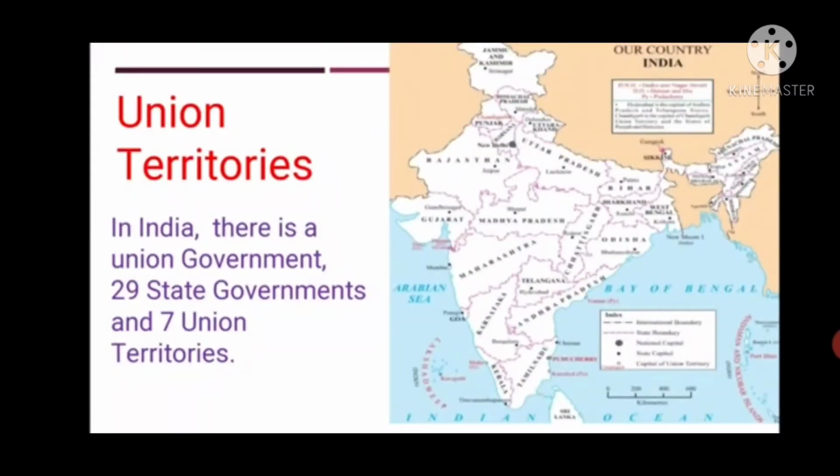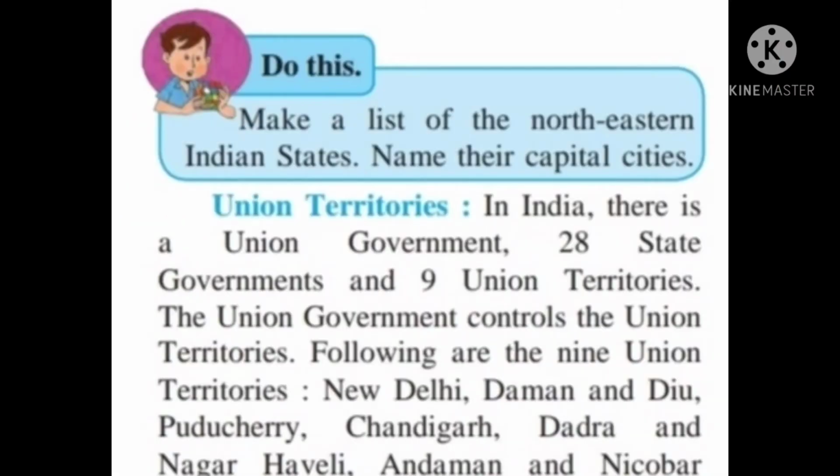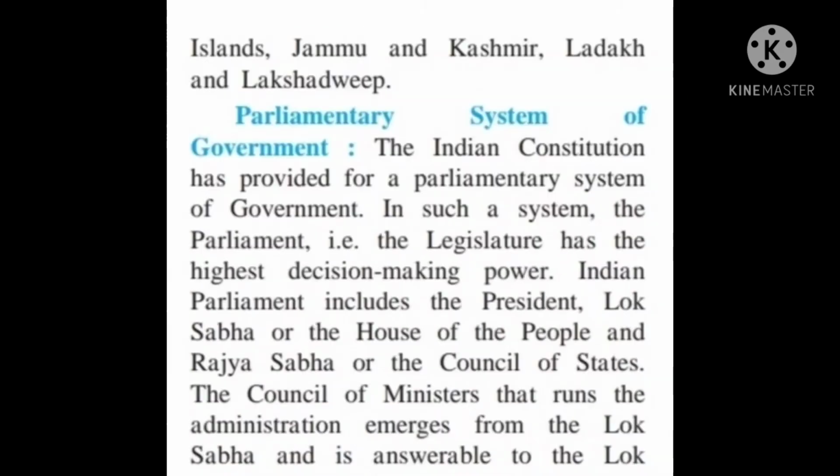Union territories. In India, there is a union government, 29 state governments, and 7 union territories. But at present in India, there is a union government, 28 state governments and 9 union territories. The union government controls the union territories. Following are the 9 union territories: New Delhi, Daman and Diu, Pondicherry, Chandigarh, Dadra and Nagar Haveli, Andaman and Nicobar Islands, Jammu and Kashmir, Ladakh and Lakshadweep.